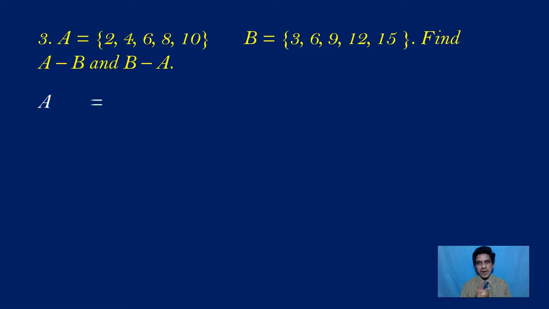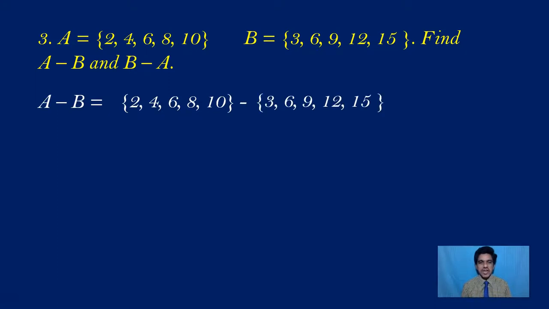So let us find A minus B first, which is set of 2, 4, 6, 8, 10 minus set of 3, 6, 9, 12 and 15. As we know, to calculate the difference, we have to write the elements in the first set, but they should not be in the second set.